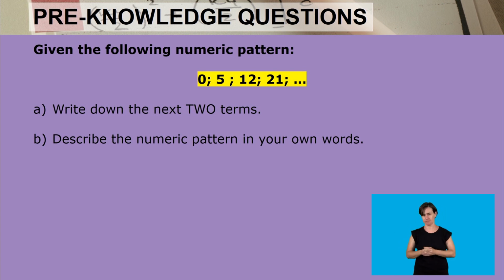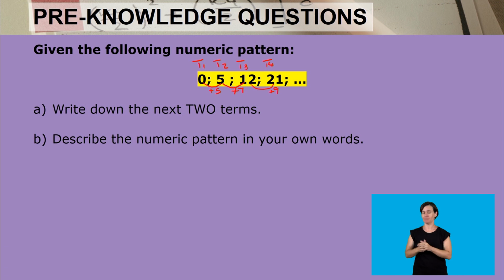Remember, for us to find the next two terms, we need to see what the relationship is. From 0 to 5, we can say that they added 5. So we add 5 from the first term to the second term. Remember, this is the first term, the second term, the third term, and the fourth term. Then from 5 to 12, we are adding a 7. Then from 12 to 21, we are adding a 9.